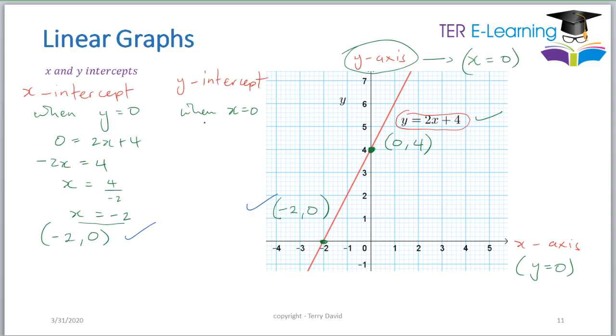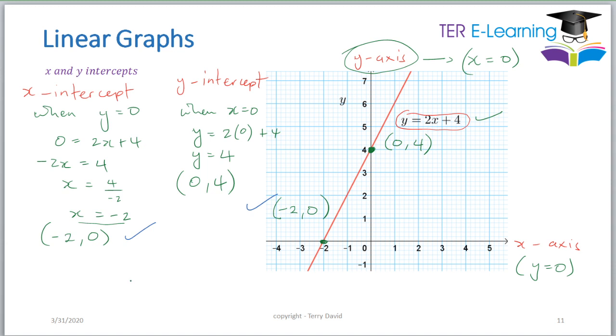So when x equal to 0, what we're going to say is y is equal to 2 multiplied by 0 plus 4. So therefore y, 2 multiplied by 0 is 0, plus 4 is 4. So therefore my y-intercept is going to be 0, 4. So notice we got the same answer again. So this is just two different ways of working the same question.